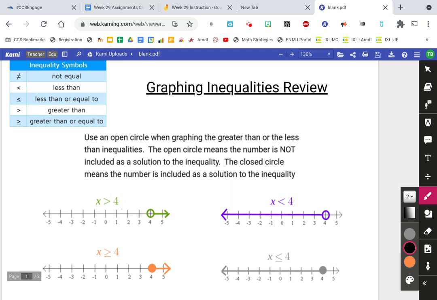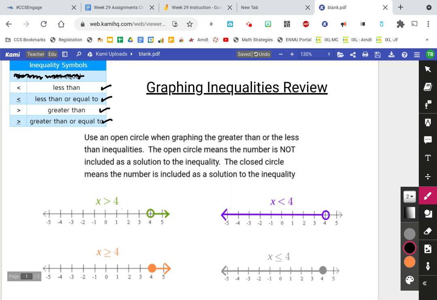So, first of all, let me remind you what an inequality is. An inequality is any mathematical statement that contains a less than, less than or equal to, greater than, or greater than or equal to symbol. For our purposes, we're not so much worried about this not equal to symbol right now.